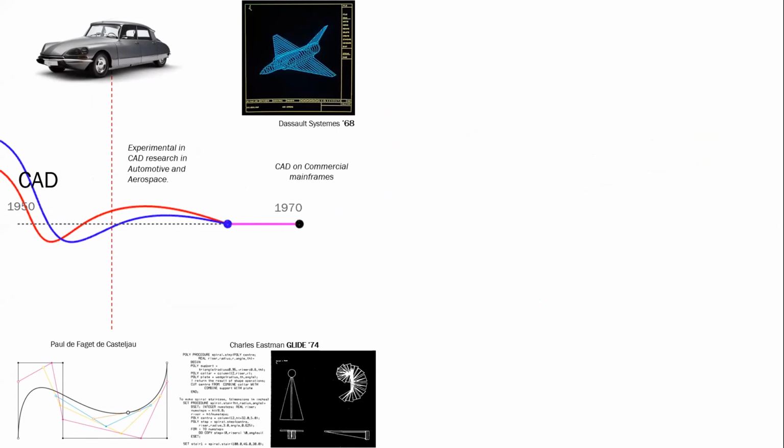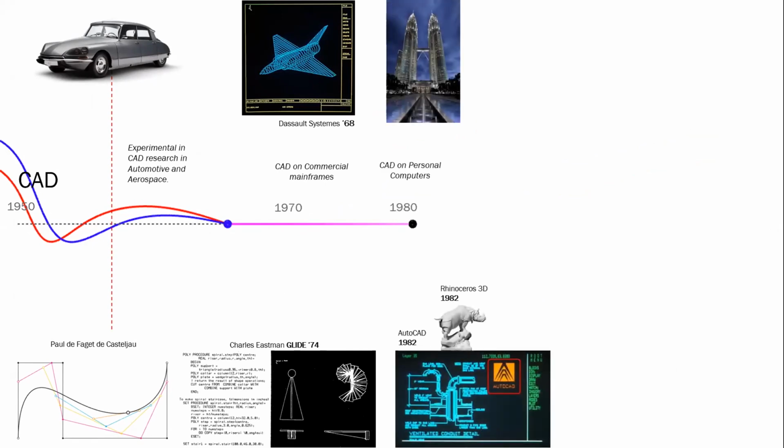So, after 1900, where are we going to? In 1950, we have CAD, essentially experimental research in certain universities and fabrication firms, in this case Citroën, the DS, and the development of the Bezier curve. 1970, we take CAD from being experimental and put it on commercial mainframes. In 1974, Charles Eastman comes up with a theory for GLIDE, which is very similar to what we see in Revit these days. Dassault Systèmes is building planes in '68 using their own software.